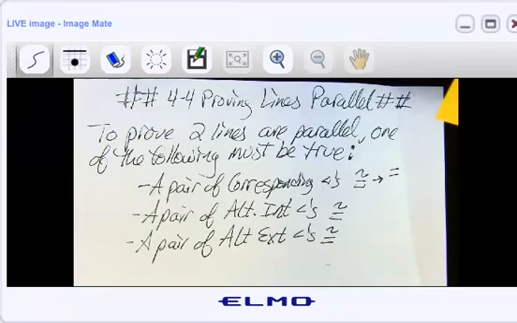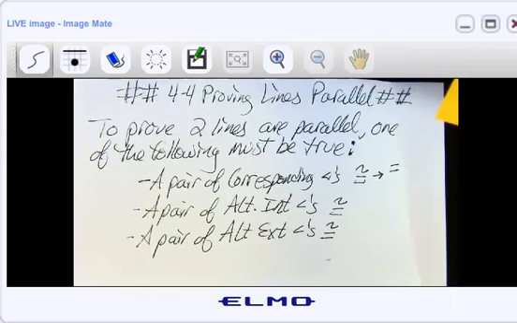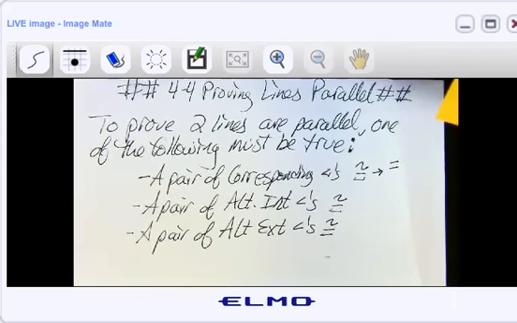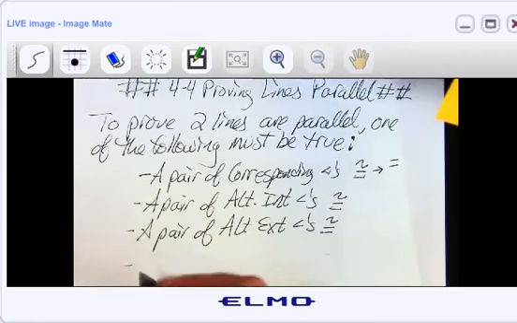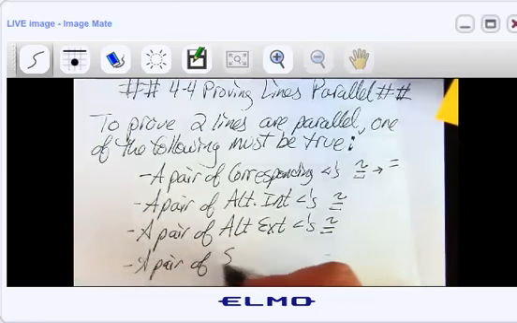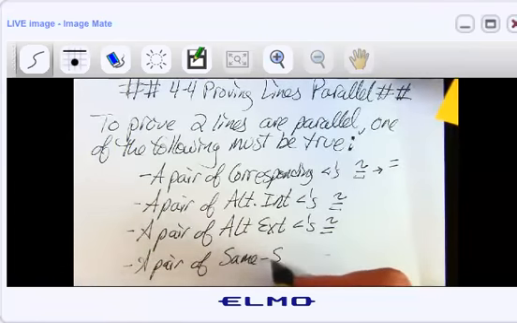So I need any one of these 3 pairs of angles to be congruent or equal to each other. If I have that, it's a done deal. I have parallel lines. I don't have to wonder anymore. Now, the next 2, I don't necessarily want them to be congruent to each other. I want them to be supplementary. That's my same side interiors. So if I have a pair of same side interiors?